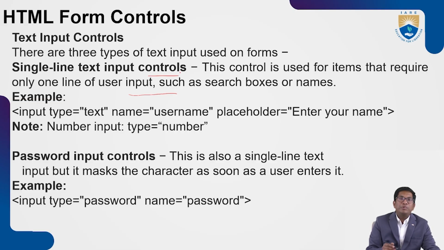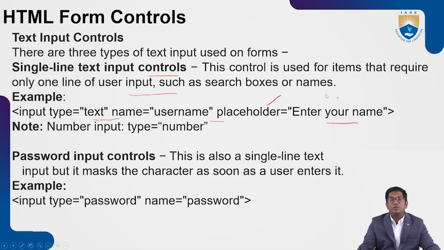The syntax is input type is equal to text, name is username, and we have one more attribute, placeholder. So enter username, enter your name. Here you can enter the text, and we can identify this text box with the name username. And whenever you open this web page, this text box will show "enter your name". So like this we can use the input controls. One of the input controls is the text input control, that is, a single line input control.